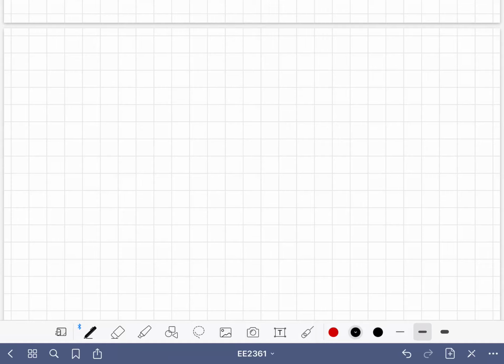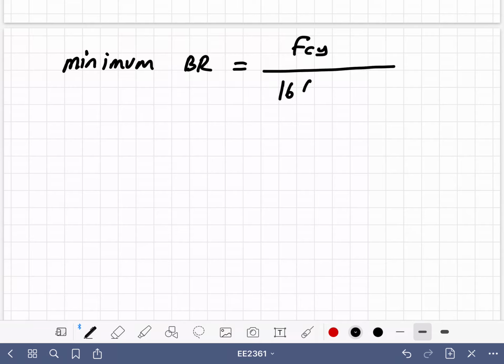Out the maximum baud rate or minimum baud rate we can have. So for minimum baud rate, we know the formula, right? So the formula is FCY over 16 times (UxBRG plus 1). So that's the formula.